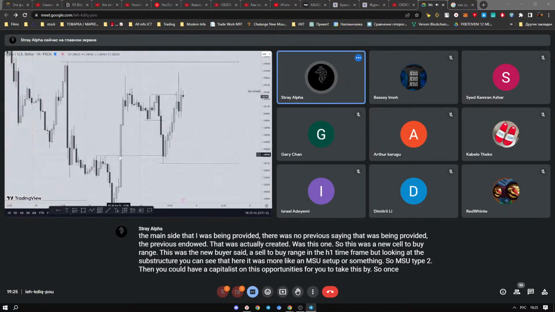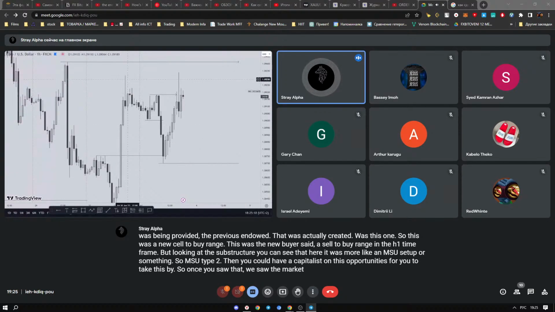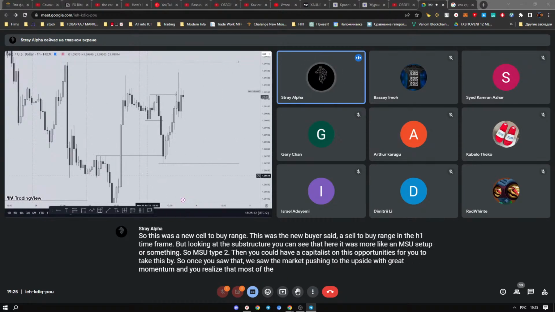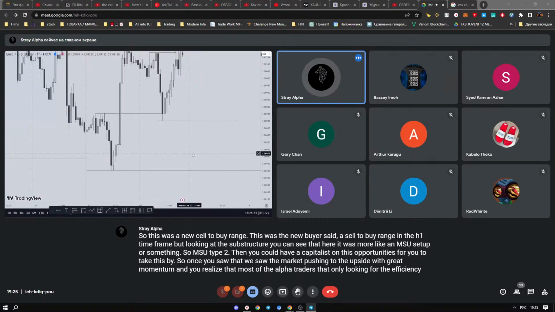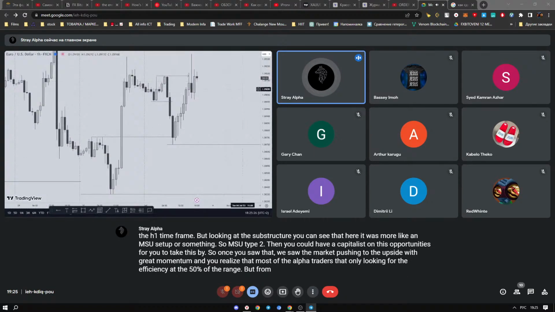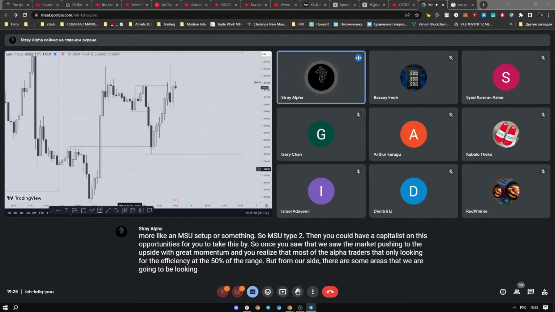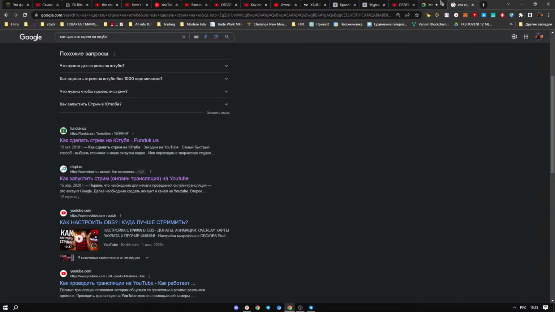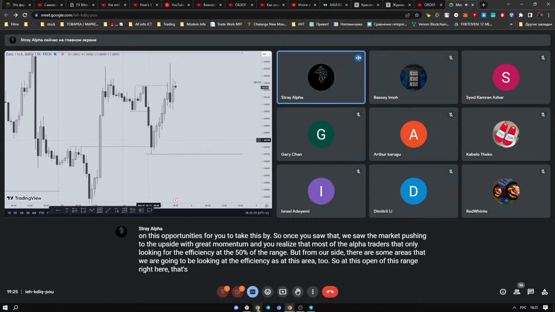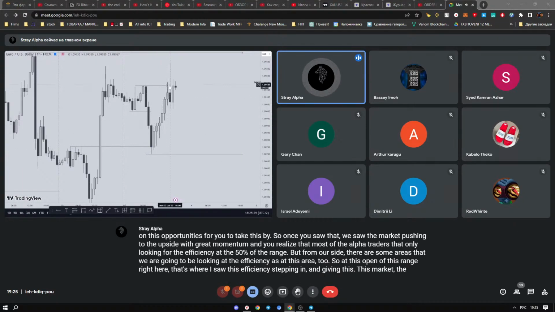So once we saw that, we saw the market pushing to the upside with great momentum, and you realize that most of the algo traders are only looking for the efficiency at the 50% of the range. But from our side, there are some areas that we are going to be looking at the efficiency as at this area too. So at this open of this range right here, that's where you saw this efficiency stepping in and giving this market the momentum to start pushing to the upside.